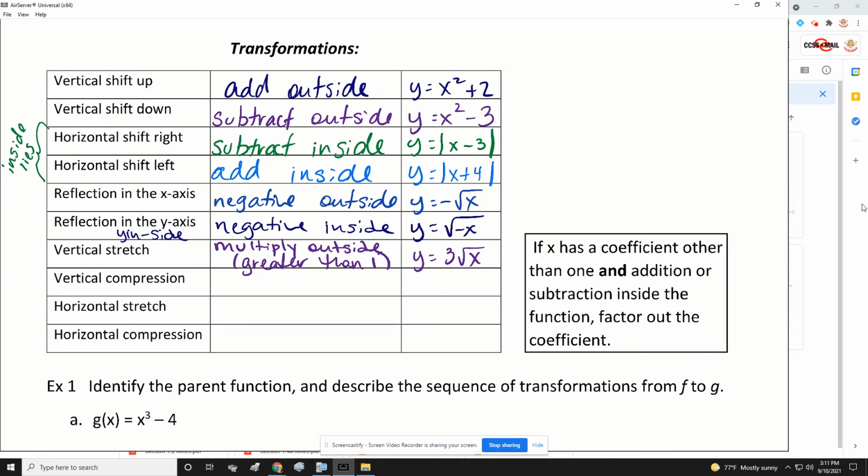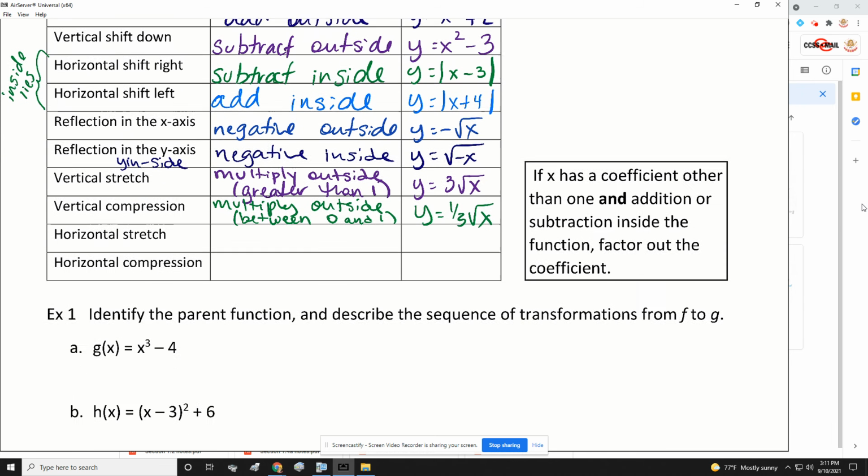Okay, and vertical compression is still multiplying outside. But it's going to compress it, so it needs to be a small number, a number between 0 and 1. So that would be like y equals 1/3 square root of x.